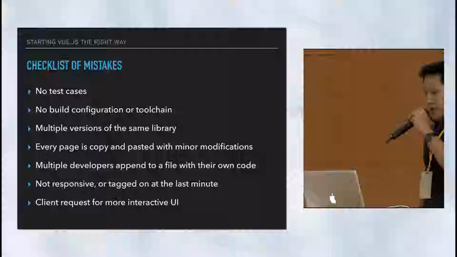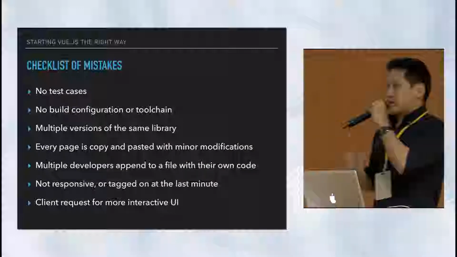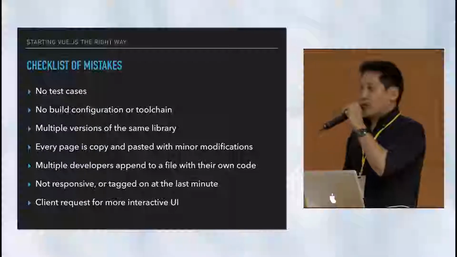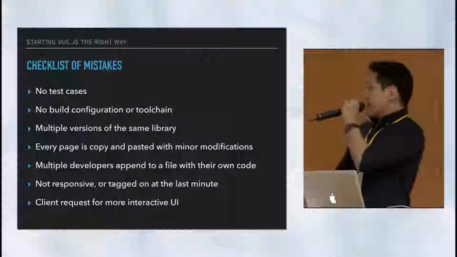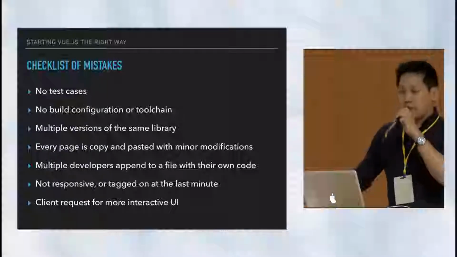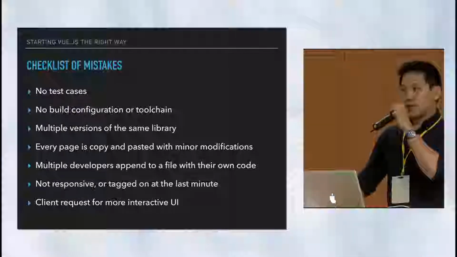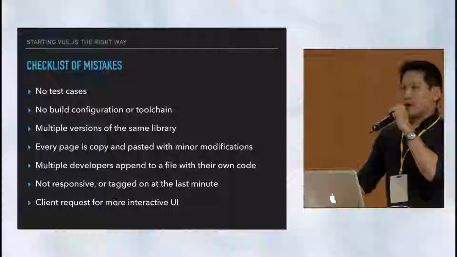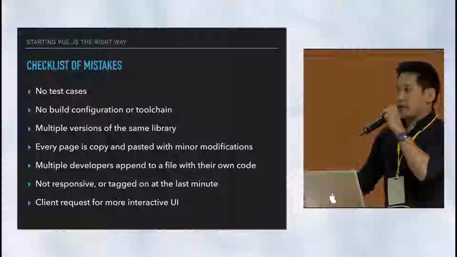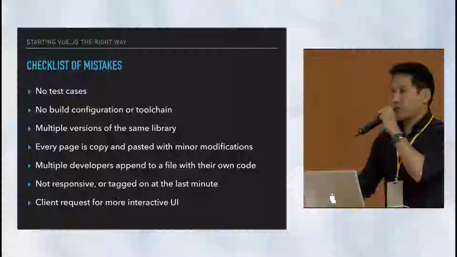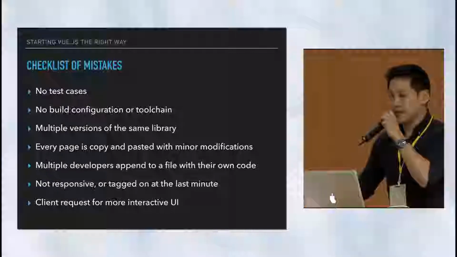So let's go through a checklist of things that we inherited, right? Number one, there is no test cases. Number two, there is no build configuration or any kind of tool chain available. There's no gulp, there's no npm, no nothing at all. So we have to figure out how exactly to run this, and how we are supposed to compile all this JavaScript and CSS stuff.